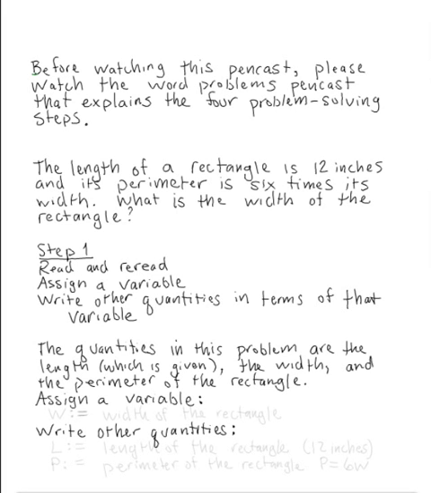So the first thing we want to do here is find out what the question is asking and assign a variable. Well, the last sentence of the problem says, what is the width of the rectangle? So that's going to be our variable. We'll assign that the variable w, since width starts with w. So right here where it says assign a variable, we'll say that w is defined as, that's what this symbol means, the colon followed by the equal sign, w is defined as the width of the rectangle.